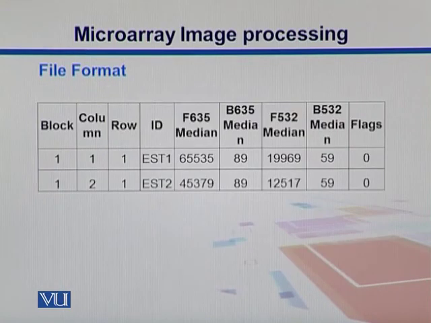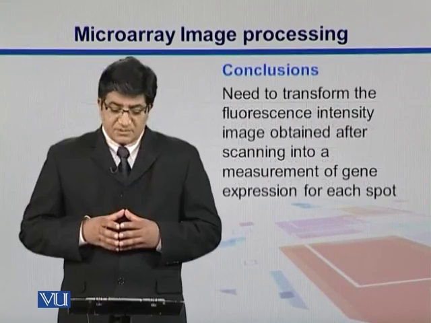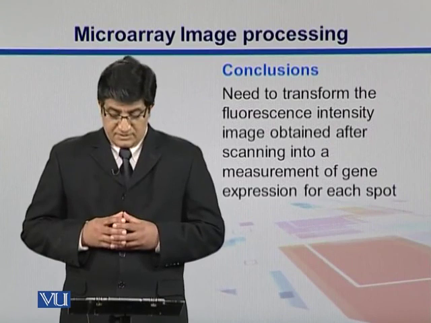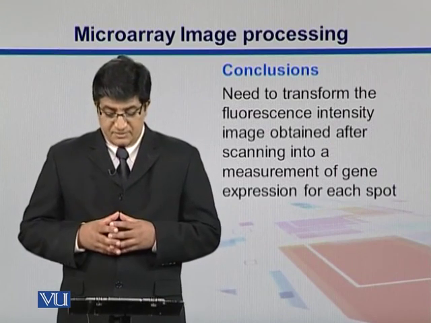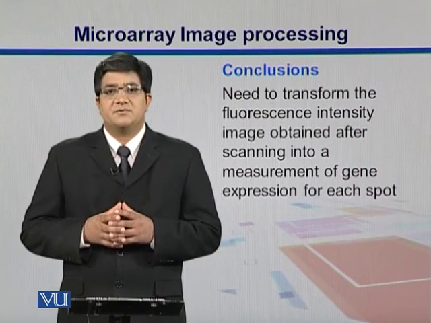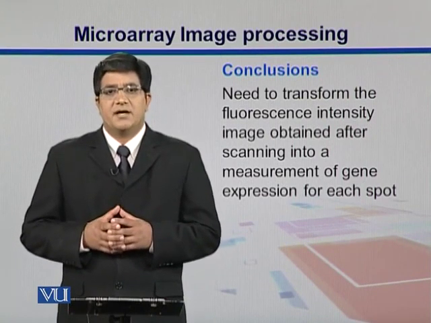Again, we have block, column, row, and ID of a particular gene, maybe AST1. So we have F635 median, where F stands for foreground, and then we have the background median. In the same way we have F532, that is Cy3, the other dye. We have its foreground and background, and then we have the flags. These are some remaining columns. They were not fitting in one slide, so I put them in a separate slide. So it's important to transform the fluorescent intensity signal images obtained after scanning into a measurement of gene expression for each spot, and this image processing is a really important step in microarray data analysis.